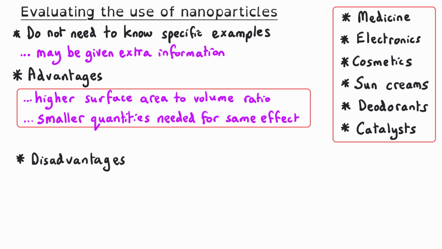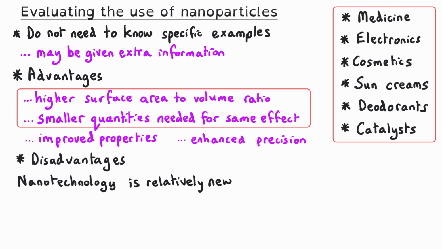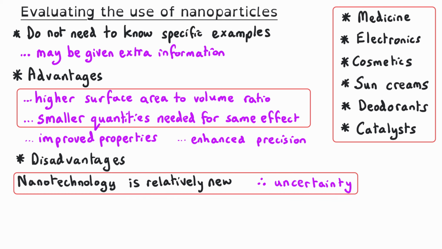Depending on the situation, it might be appropriate to discuss some improvement to the properties, for instance, nanoparticles being stronger or lighter, or enhanced precision of using nanoparticles. These benefits do need to be carefully weighed up against the hazards in an unbiased way. Disadvantages of the uses of nanoparticulate materials stem from the fact that nanotechnology is relatively new, and so there is some uncertainty relating to their use. There are some possible risks that do need exploring in greater depth.